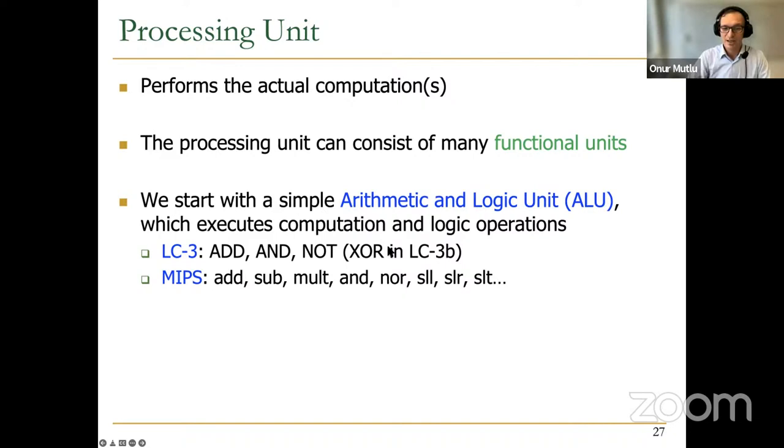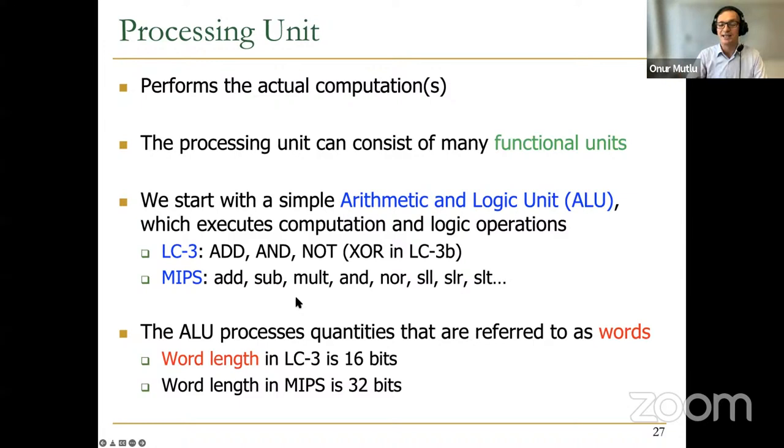In MIPS, there are actually much more. MIPS is a real ISA, so there's a lot more that gets specified. You can see that there's a multiply, a shift logical left, shift logical right, and set less than, for example. And then there's a NOR, as you can see over here. Then there are real processors that have many, many of these. You can think of multiply, divide, floating point multiplication, square root operation, for example.